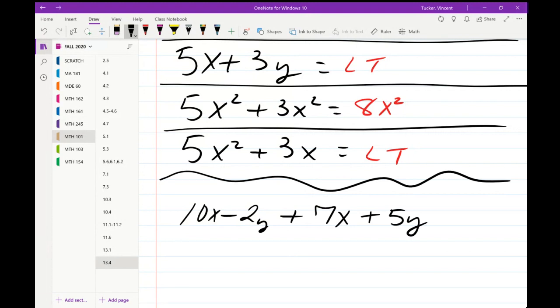All right, so we have something like this, 10x minus 2y plus 7x plus 5y. All you're going to do is combine your like terms. And whatever cannot be combined, you just bring it down as a part of your final answer. So 10x plus 7x is 17x, negative 2y and positive 5y. It's going to be a plus 3y. And that's all you would do.